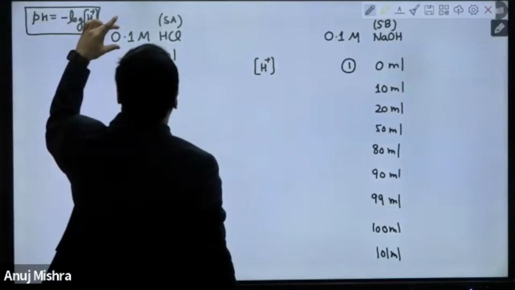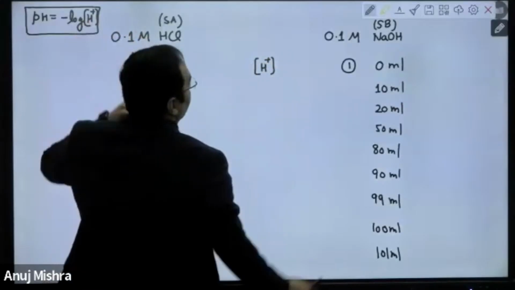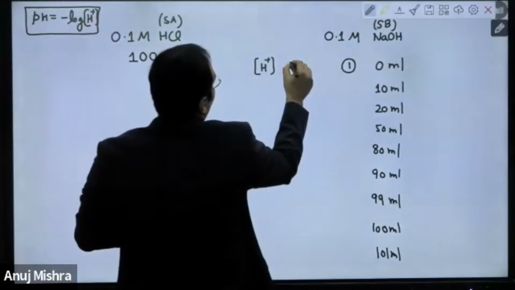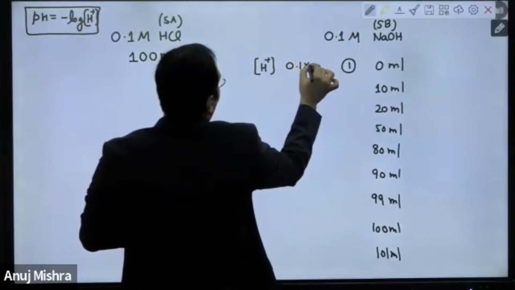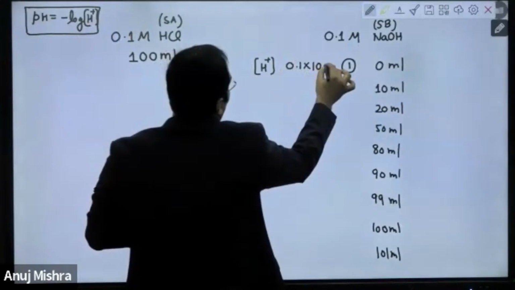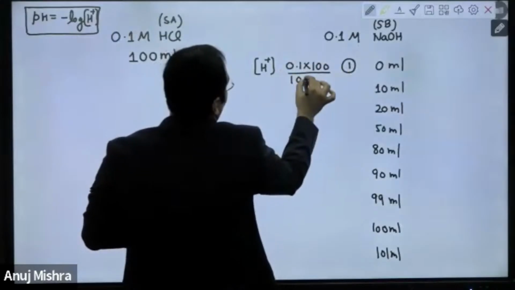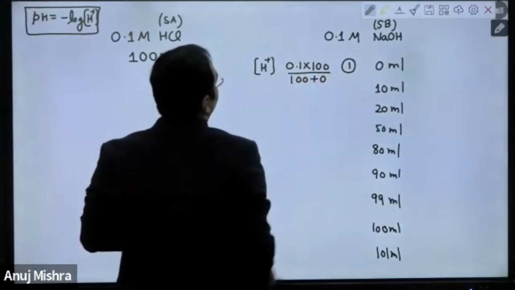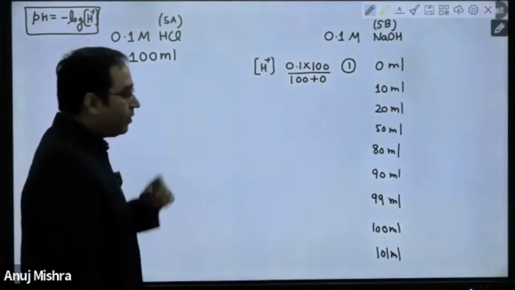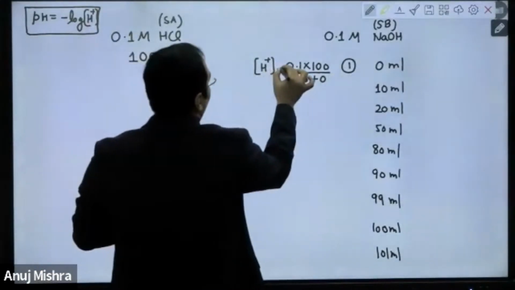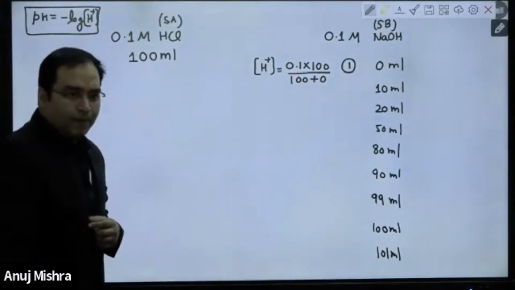You will say 0.1 molar HCl, 100 ml is given. You are adding 0 ml. So what's my answer? 0.1 into 100 divided by 100 plus 0. ये तो 100 ही रहा. So can I say answer is 0.1 only? Okay. कितने लोगों को समझ में आया कि सीधे 0.1 पे लिख सकता था, right?